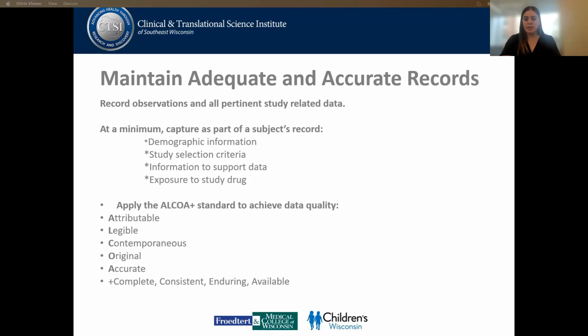And then it needs to be consistent. Data should be the same when accessed from anywhere within your system. So if we're looking at your source documents, if you're looking at your data entry, it all needs to be consistent no matter where we're looking at it.